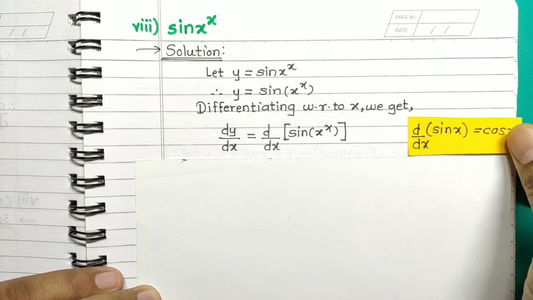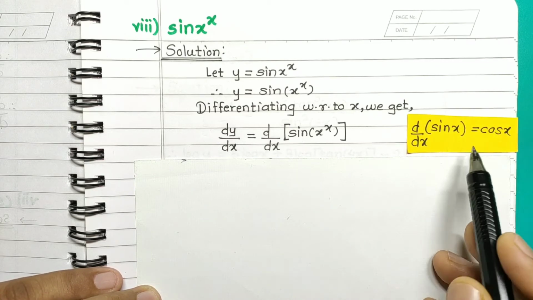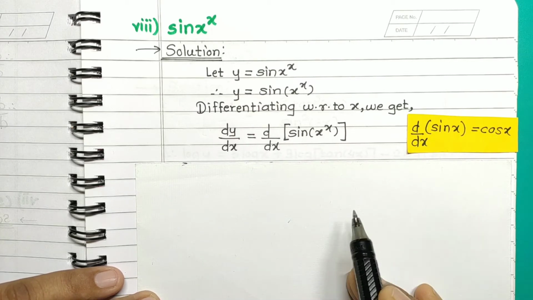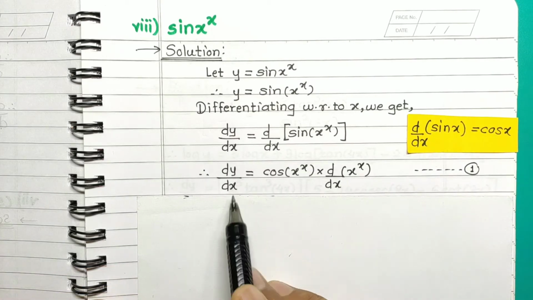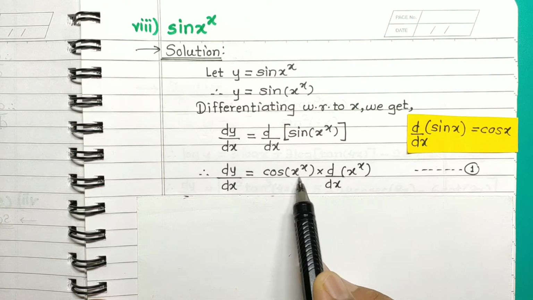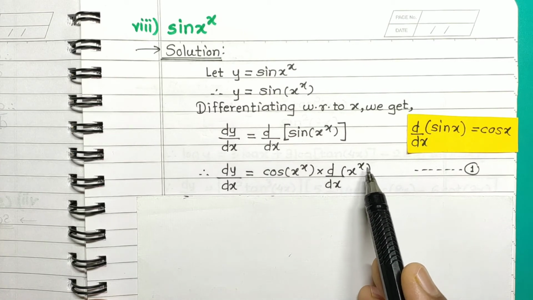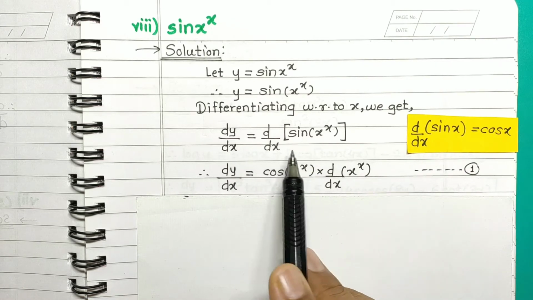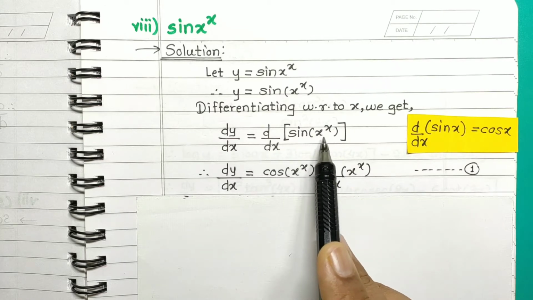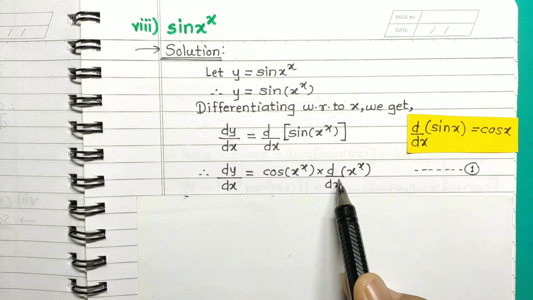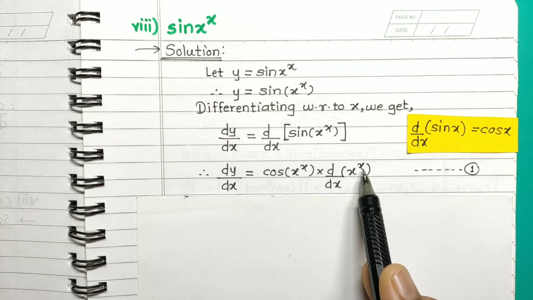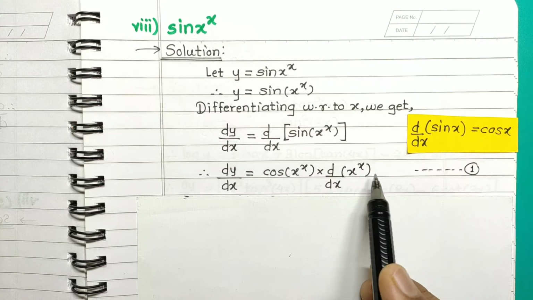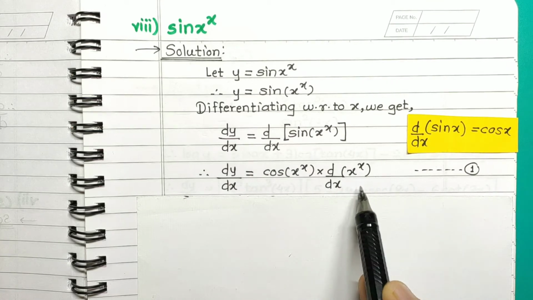So using the standard derivative for sin x, which is cos x, we can find the derivative of this term using the chain rule. So we have dy by dx is equal to cos of something into derivative of something, which is x raised to x. See, here we have used the chain rule to find the derivative of sin of something, which is cos of something into derivative of something, which is x raised to x. Now let's call it equation number 1, because we have to think of this derivative now.